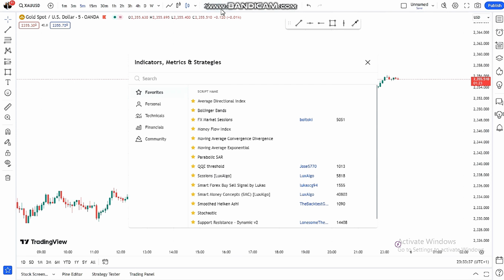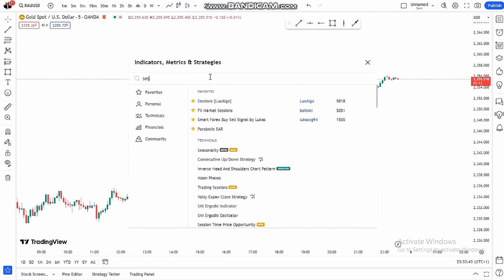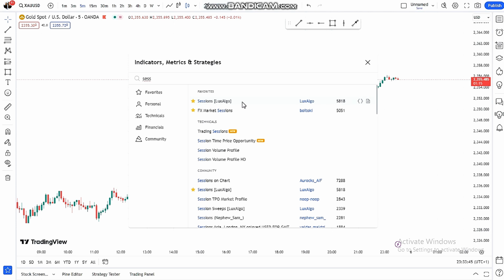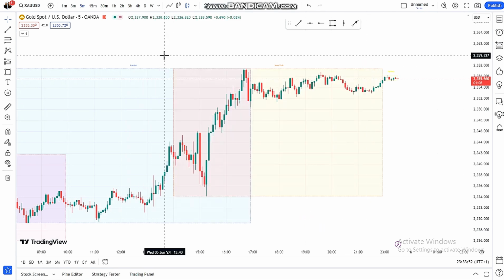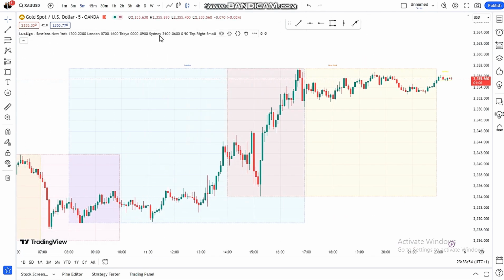You need just one indicator, and the name of the indicator is session. Just type session. We have Session by LuxAlgo or FS Market Session, but I prefer Session by LuxAlgo. When it opens, you go to the settings.